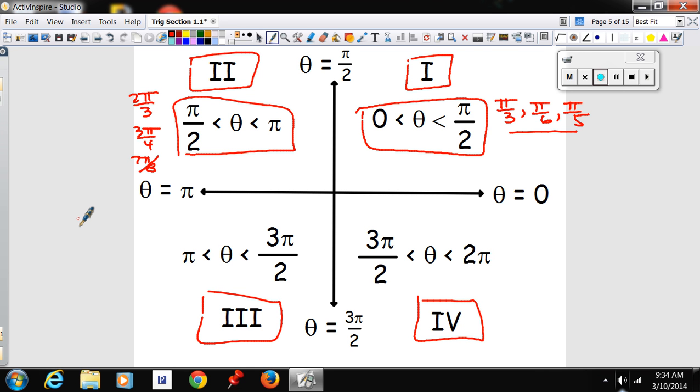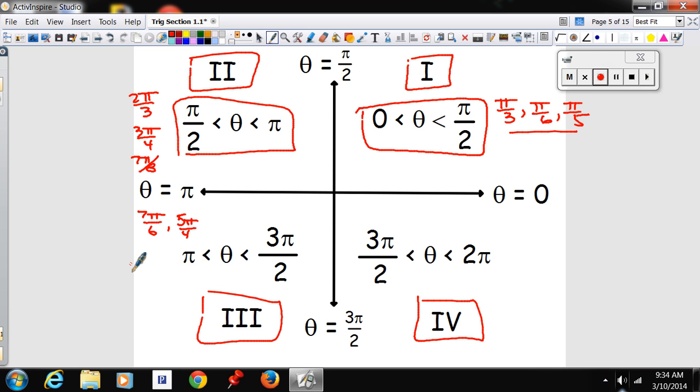Quadrant 3, you're going to have anyone between 1 pi and 1.5 pi. So I think we did like 7 pi over 6, 5 pi over 4 were some of them that we had. So that's 1 and 1/6. That's going to be less than 1.5 and more than 1. So those are going to be angles that are in quadrant 3.